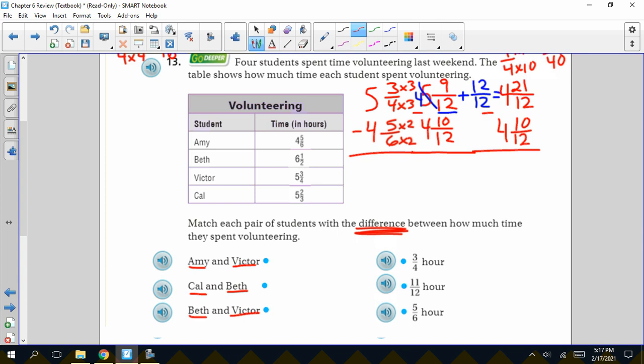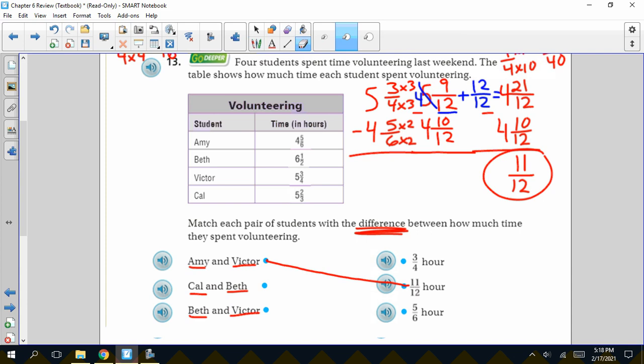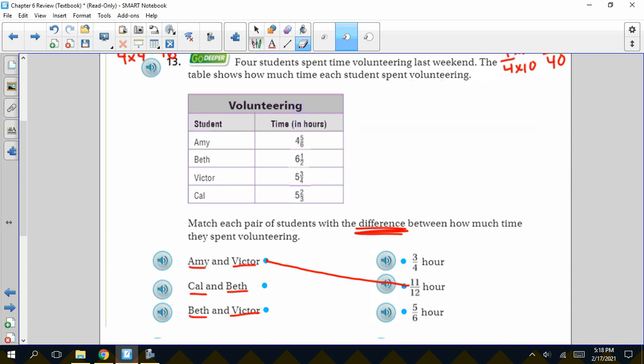And then we're going to subtract. 21 minus 10 is 11 over 12. 4 minus 4 is nothing. 11 twelfths is what Amy and Victor worked, the difference between their 2 times. So we connect the lines there. We're going to go ahead and erase and work the next group here.